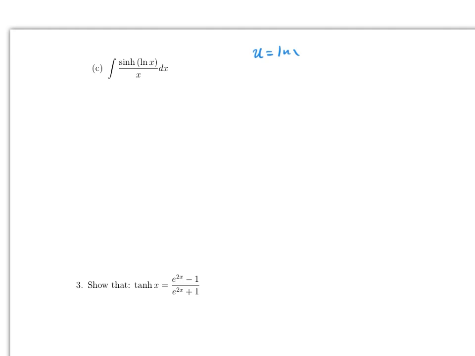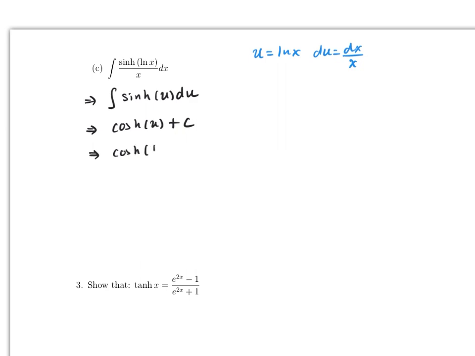u equals ln x. The du therefore is dx over x. So we will write this. This is just the integral of sinh, which is hyperbolic sine, of u du, but the integral of hyperbolic sine is just hyperbolic cosine plus c. So therefore this is just cosh of ln x plus c.